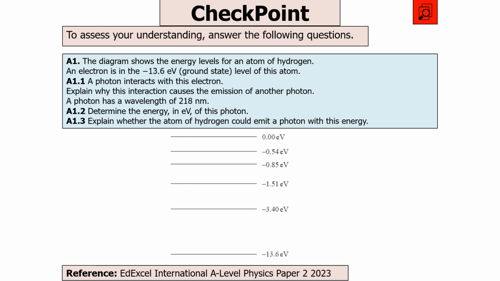Then a photon has a wavelength of 280 nanometers. Determine the energy in eV of this photon, then explain whether the atom of hydrogen could emit a photon with this energy. So pause the video now, then unpause the video when you want to go through your answer.